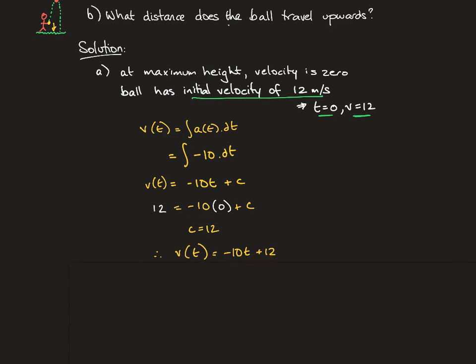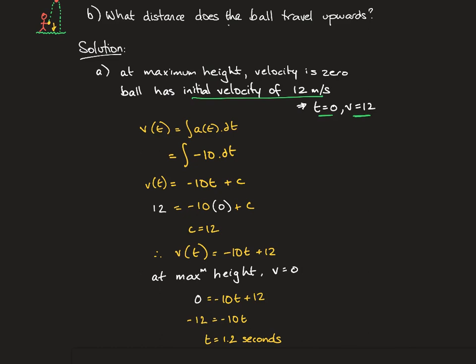So now we've got a formula for velocity. We know at the maximum height, the velocity is 0. So for that formula, if velocity is 0, we're going to put a 0 here, and solve this equation to find t. And when we do that, we get t is equal to 1.2 seconds. So that's how long it took for the ball to stop moving upwards and reach its maximum height.